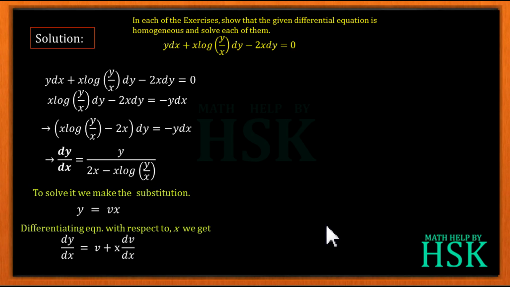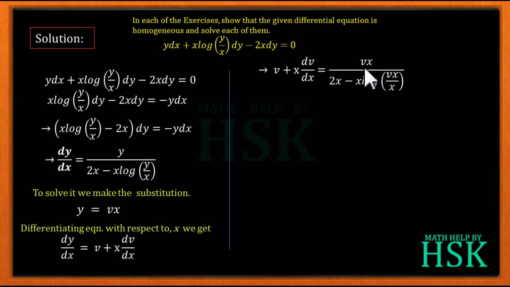So placing dy by dx as this value and y is equal to vx in this equation, I am going to get v plus x dv upon dx is equal to vx upon 2x minus x log of vx upon x. This x and x can cancel. From numerator and denominator I have taken x as common. You can see that x is there in the numerator, and from these two terms we can take x easily common, so we can cancel the x from numerator and denominator. So we are going to get this as equal to v upon 2 minus log v.